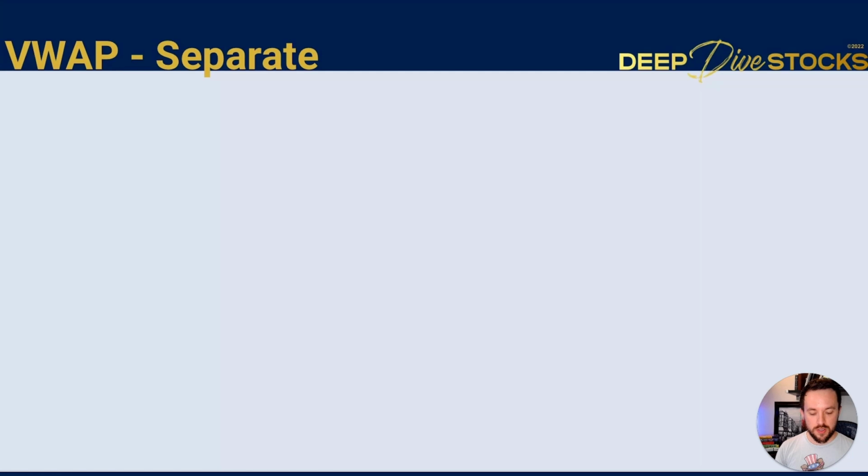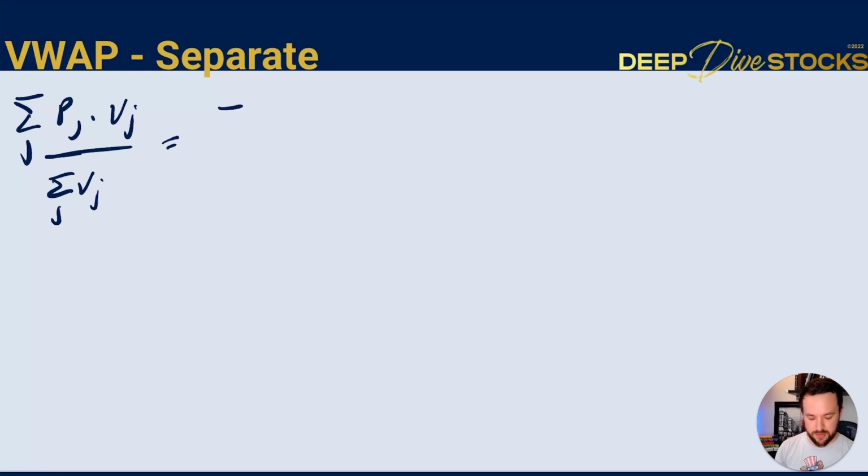Now VWAP, this is going to be a little bit for the math nerds out there, needs to be parsed out a little bit. We'll put it that way. So let's go with the original expression. And let's actually just separate this out, because I think this becomes a lot more clear what's happening.